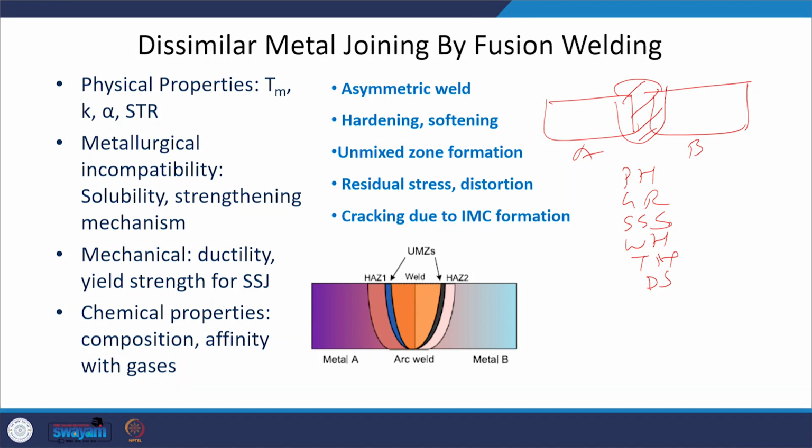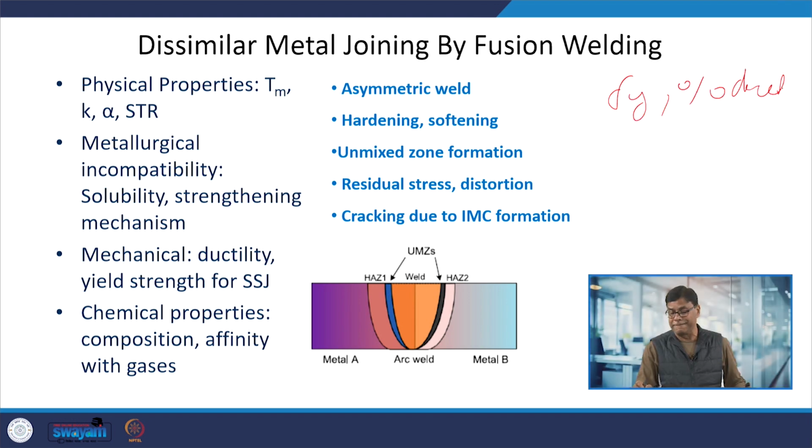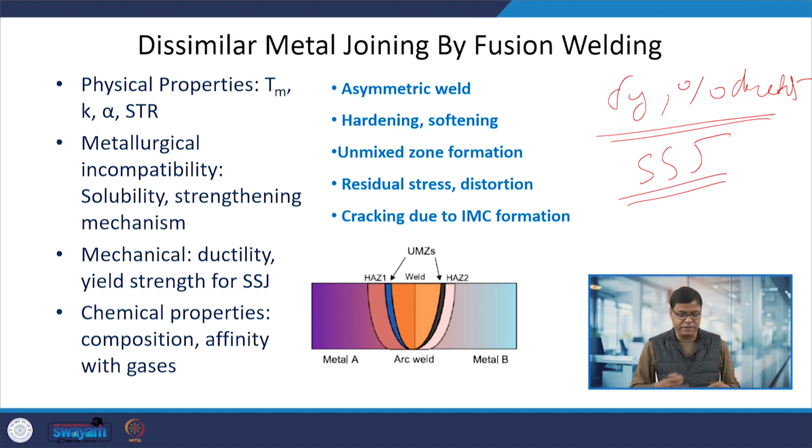The difference in mechanical properties, especially in terms of yield strength and percentage elongation, that is ductility. Okay. These two are extremely important in dissimilar metal joining, especially using solid state joining processes, like friction welding or friction stir welding or friction stir spot welding. So, in those cases where the joint is developed in the solid state through controlled plastic deformation, the yield strength and ductility are important.